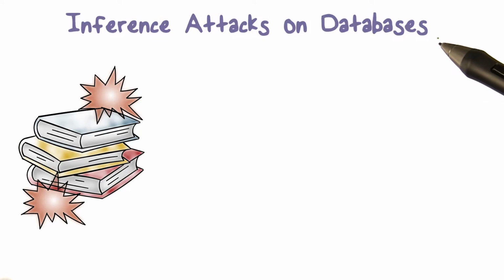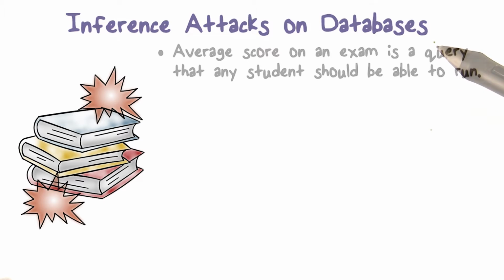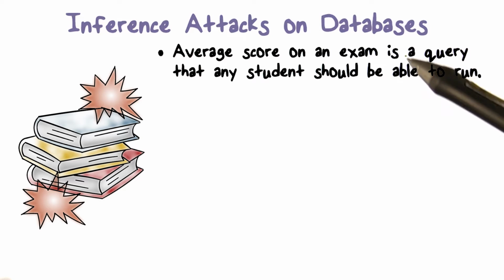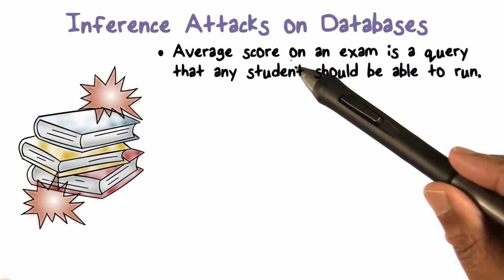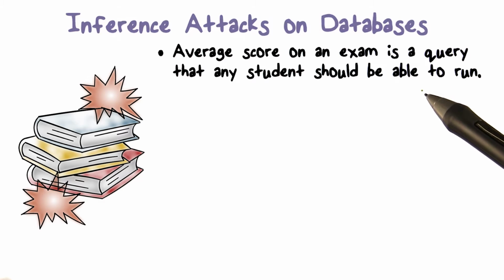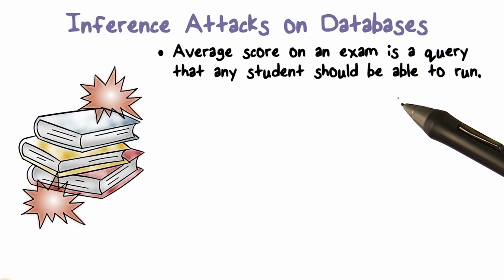So we're going to look at an example of an inference attack with the database that was defined by the schema that we just discussed. The query that we're going to consider here returns the average score on an exam. Any student should be able to find out. In fact, that's like the first question after an exam. When you bring back the grades, students ask what the average was. So any student should be able to submit a query that returns the average of the score on that exam.